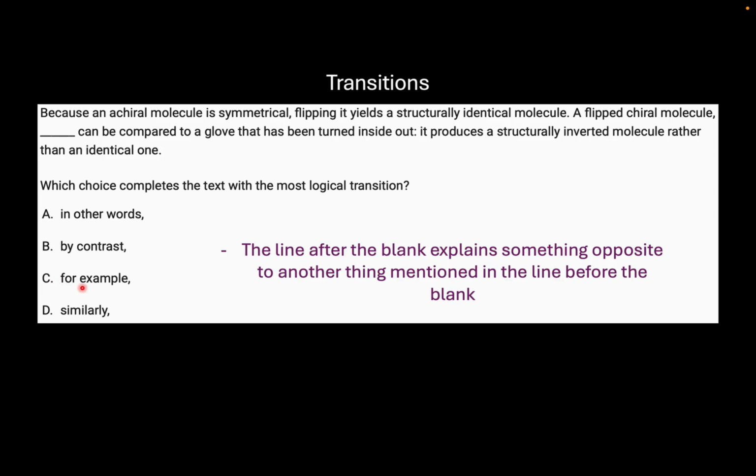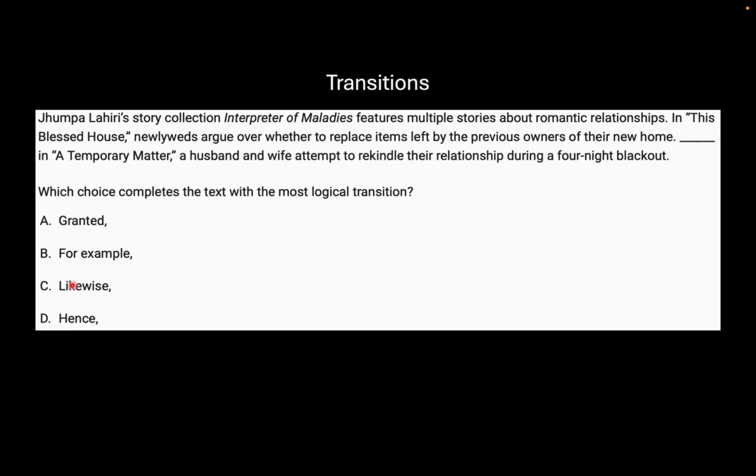C, for example. No, there's no example to be given. D, similarly. No, these two things are opposite. So this is wrong and B is correct.